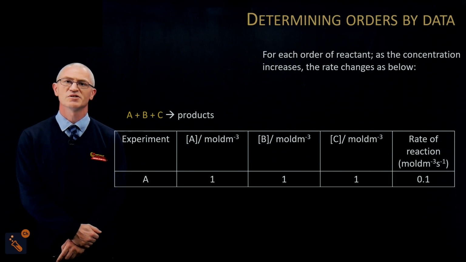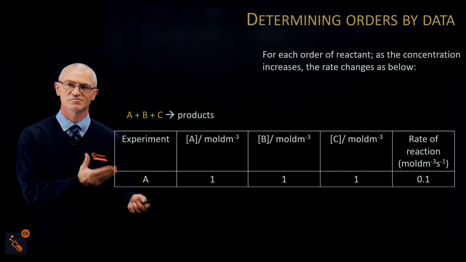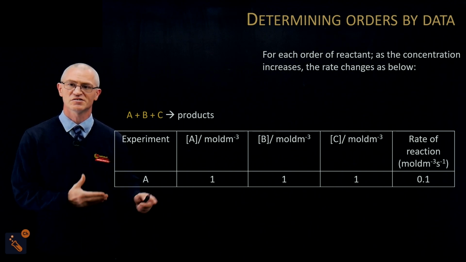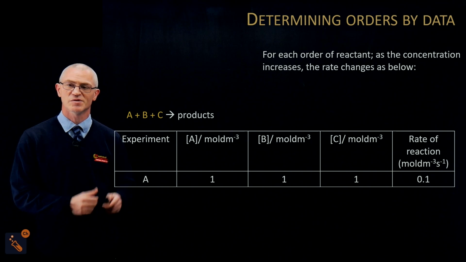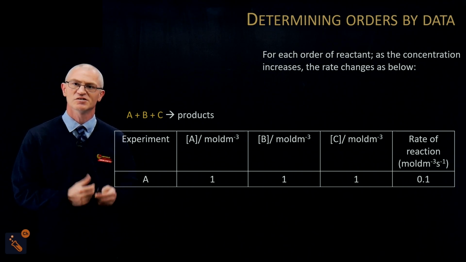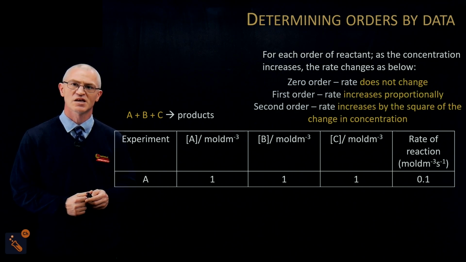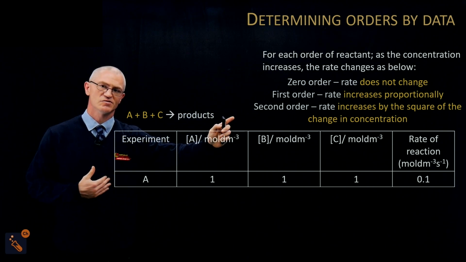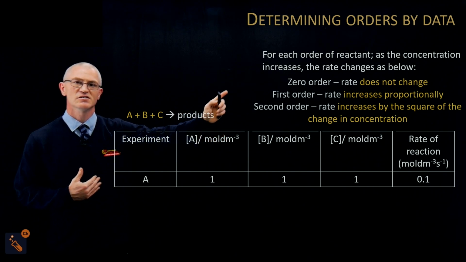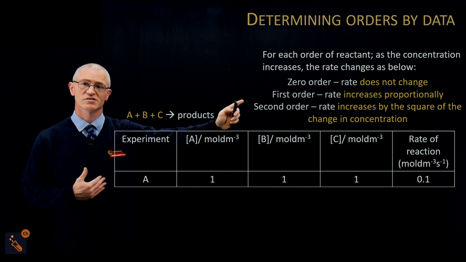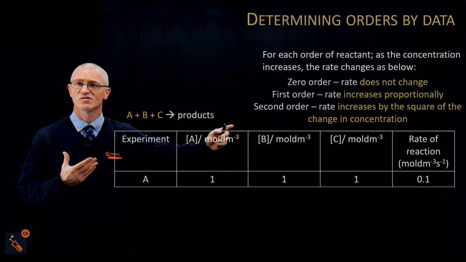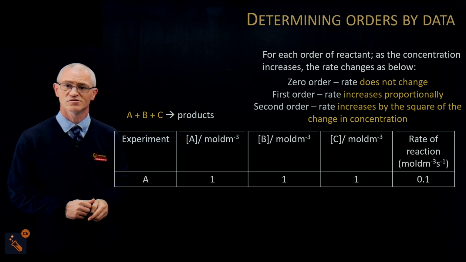We're now going to determine the orders by data. Here's some data and some rates of reaction. It's telling you the concentrations of A, B, and C. Remember, we're only looking at the reactants in the rate equation. Here are the details for zero, first, and second order. For zero order, rate does not change. First order, rate increases proportionally as you change concentration. Second order, the rate increases by the square of the change in concentration.